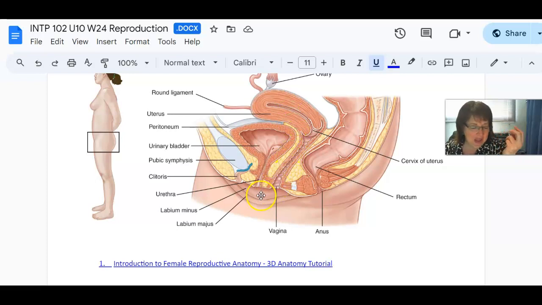Now, quite often people refer to the vagina as the whole thing, but really the vagina is just the tract, the channel at the top. The external part that a lot of people refer to as the vagina is actually the vulva, and we'll look at that when we get to that part.